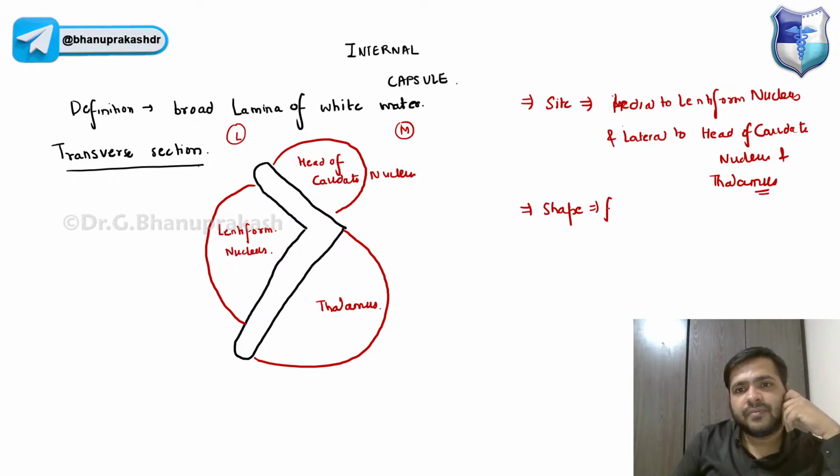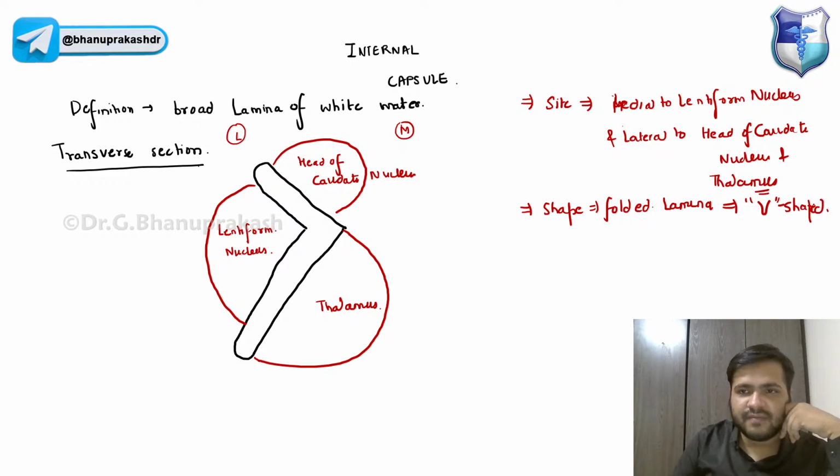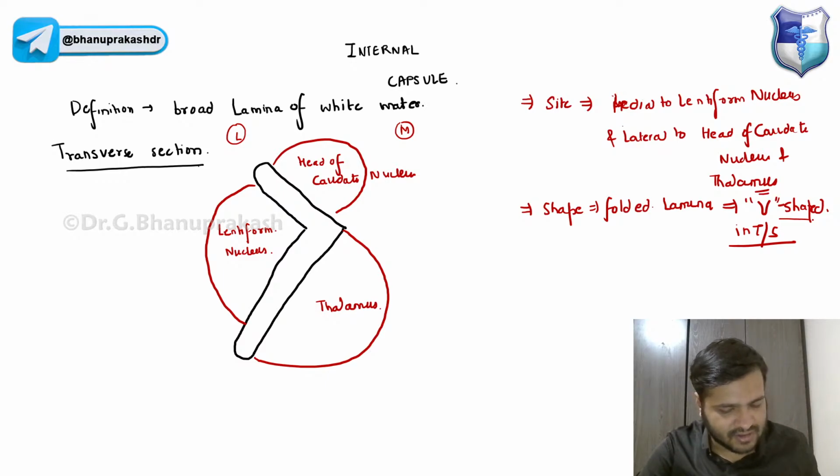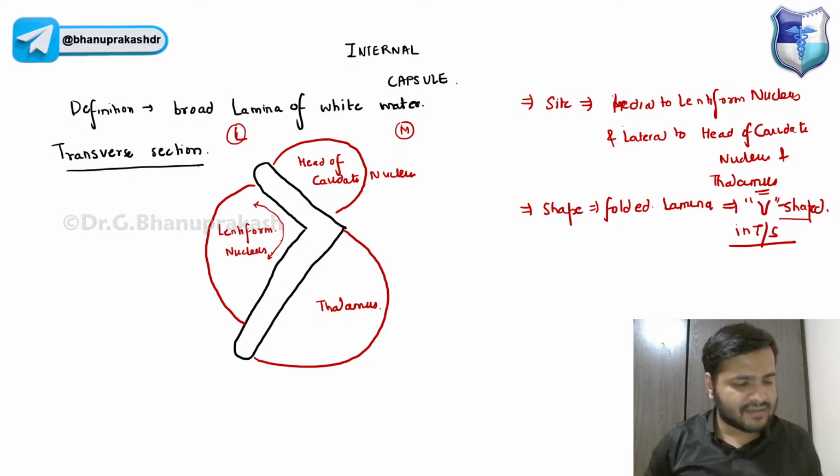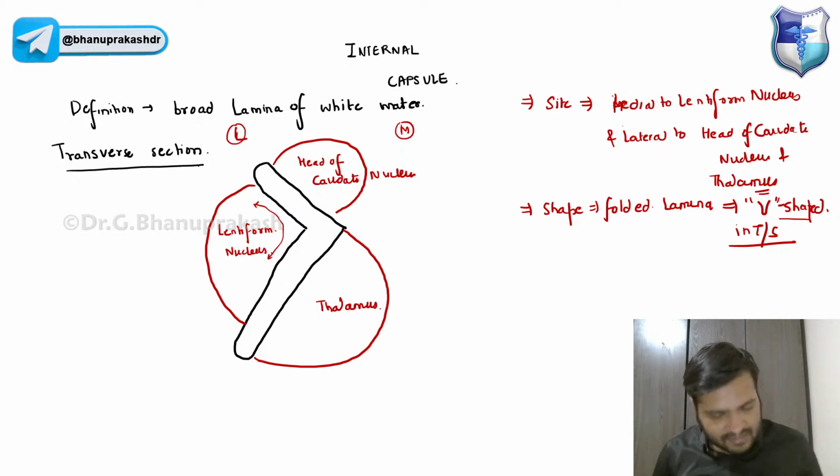Now if we talk about the shape, you already know it is a folded lamina of the white matter. This folded lamina is V-shaped. You can easily appreciate it is V-shaped in transverse section. Remember, we are taking a transverse section. Yes, Akhilesh, you are right. And this concavity, the concave part, is directed laterally.